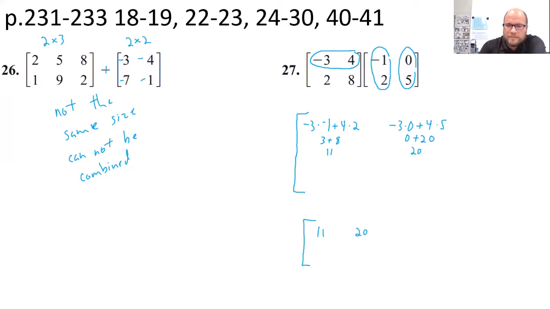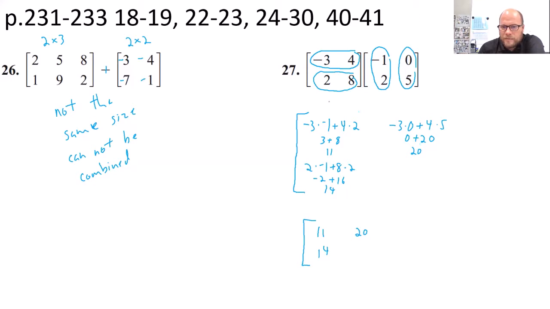Now moving to the bottom. Now we're doing the second row times the first column. So 2 times -1 plus 8 times 2. 2 times -1 is -2. 8 times 2 is 16. Add them together and you get 14.